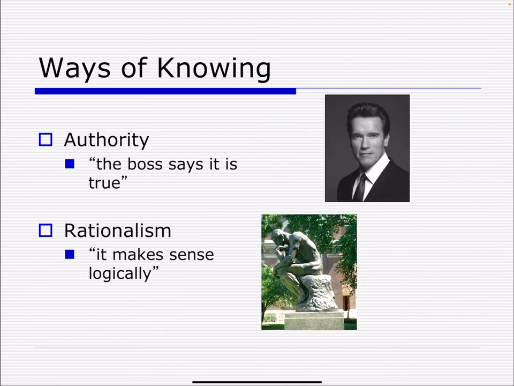So the third way is authority, and the slogan for this one is, "The boss says it's true." So this way of knowing is you take the opinion or advice or do what an authority figure says so. And the picture I have there is a very young Arnold Schwarzenegger, because that's when he was governor of California. And many people follow political figures like this, and it's kind of sad. Even when the political figures are really wrong, people will follow them.